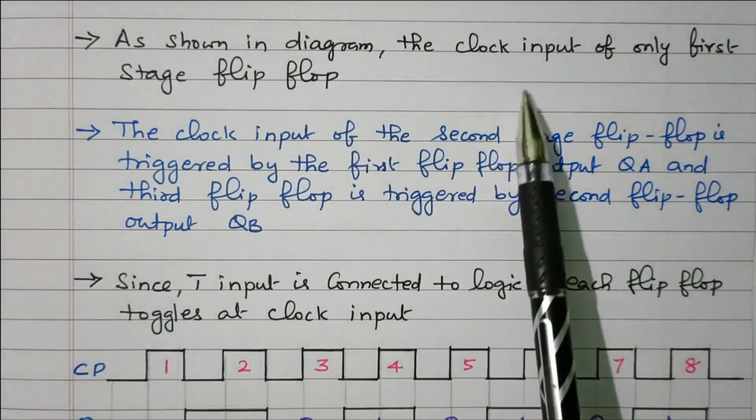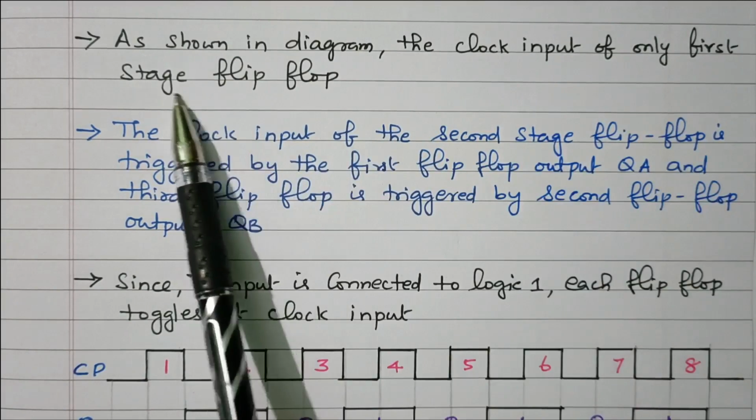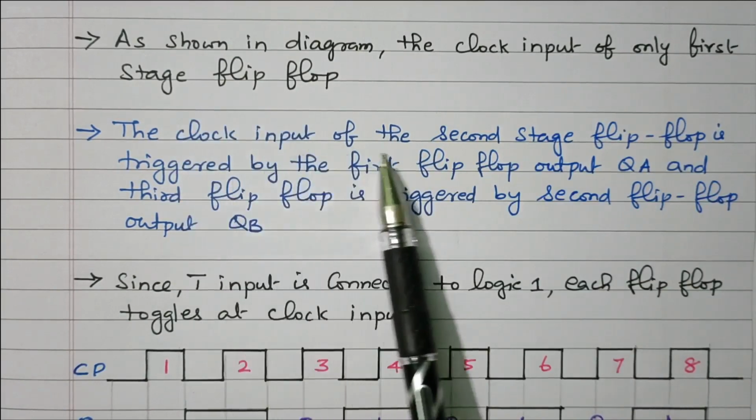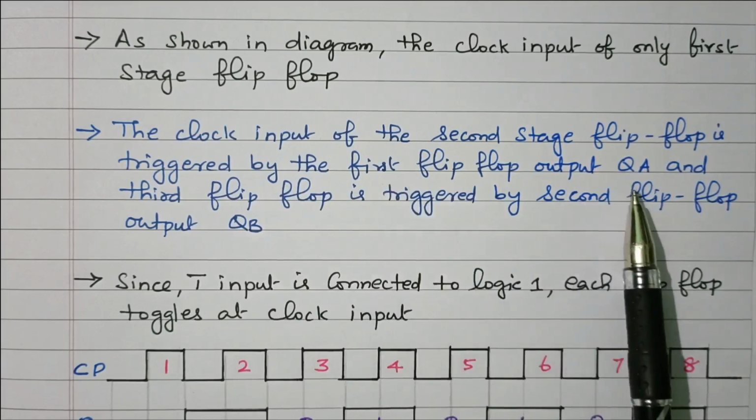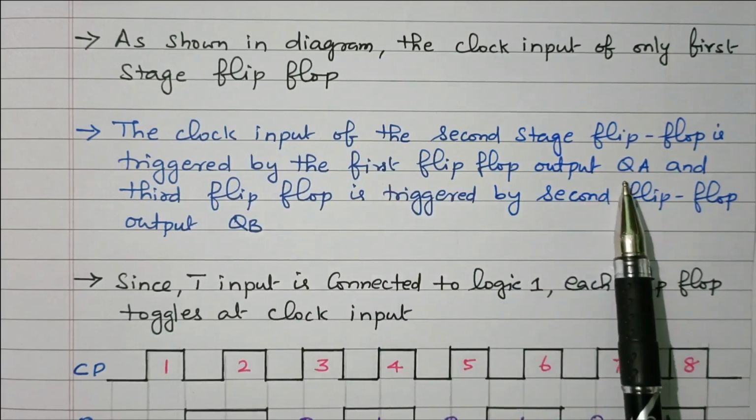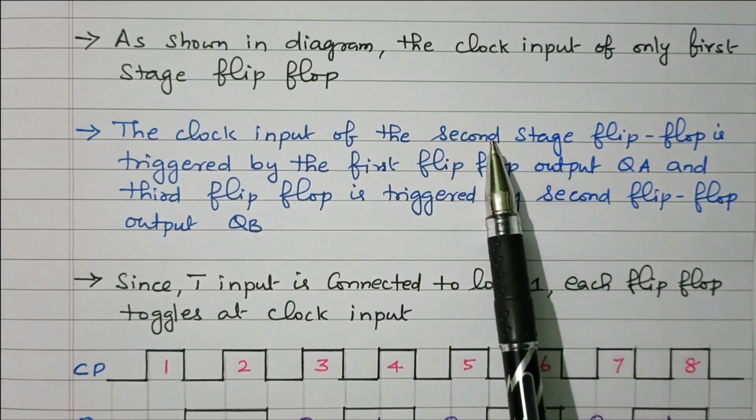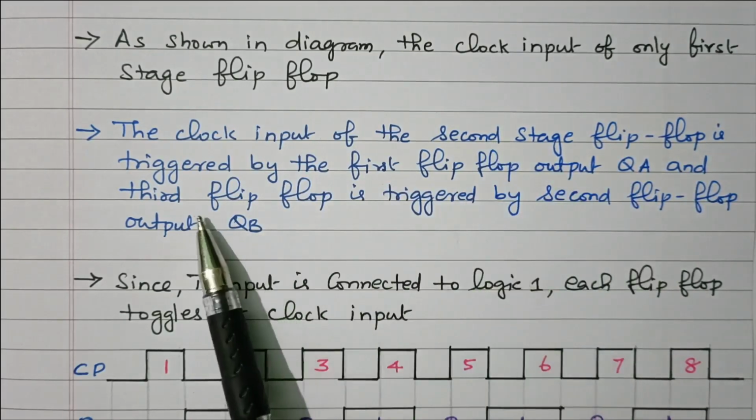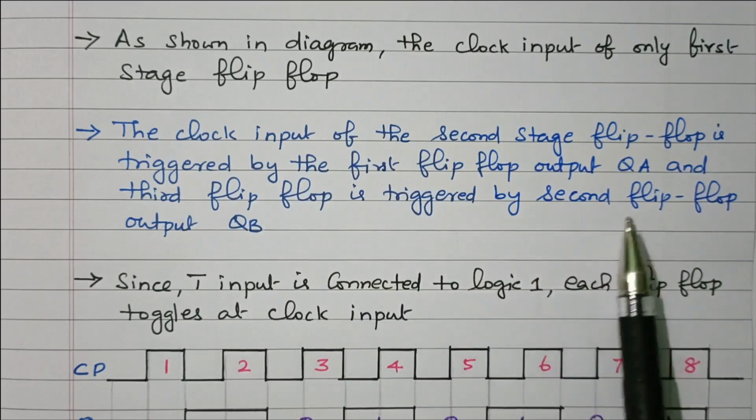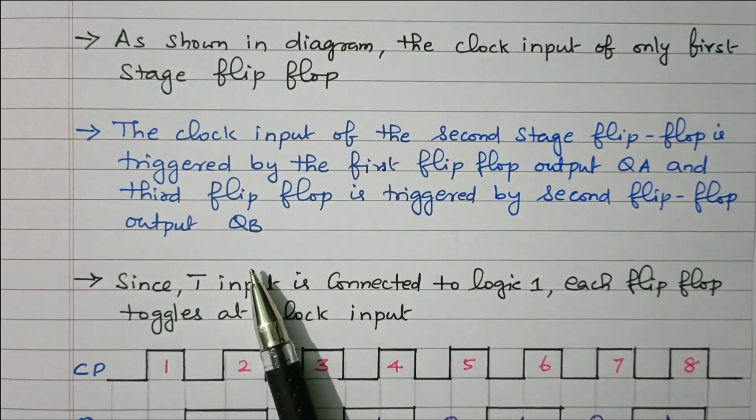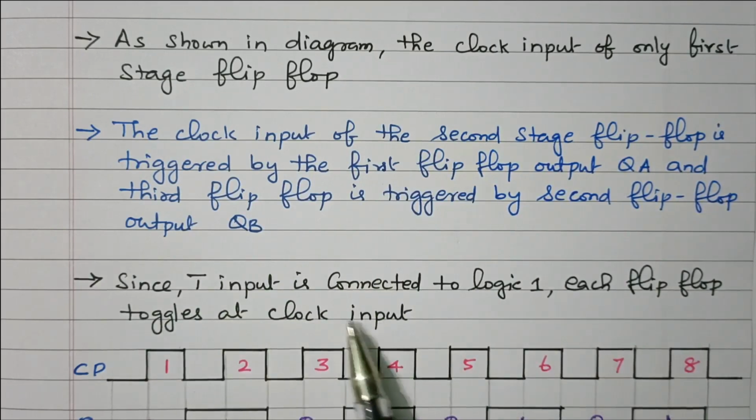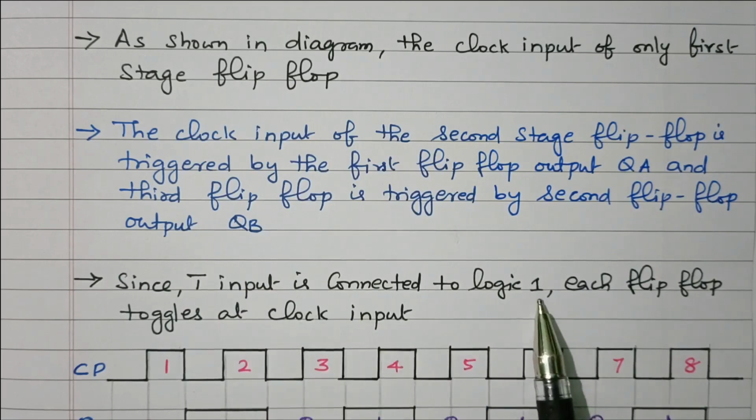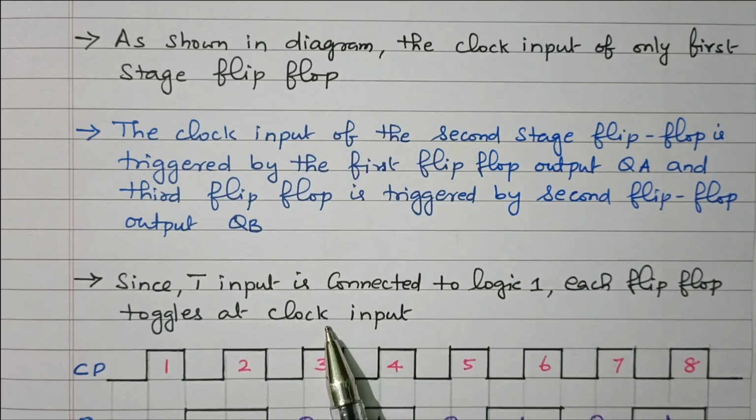As shown in the diagram, the clock input is given to only the first stage of flip-flop. The clock input of the second stage of flip-flop is triggered by the first flip-flop output QA. First flip-flop output QA is given as the second flip-flop clock pulse. Similarly, the third flip-flop is triggered by the second flip-flop output QB. Right. Since T input is connected to logic 1, each flip-flop toggles at clock input. That is the nature. If the T input is 1, every clock pulse, the output will toggle.